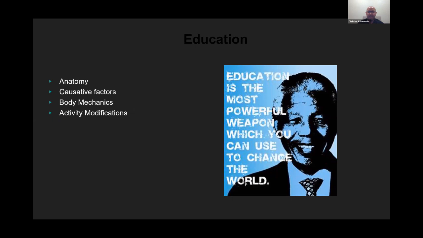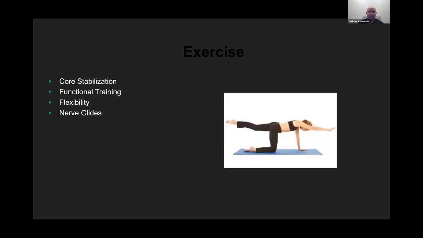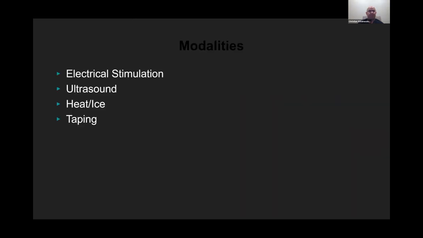So oftentimes I or the physical therapist will look at anatomy, we'll look at causative factors, body mechanics, and activity modification. Physical therapists will often focus on core stabilization, functional training, flexibility, and nerve glide exercises.